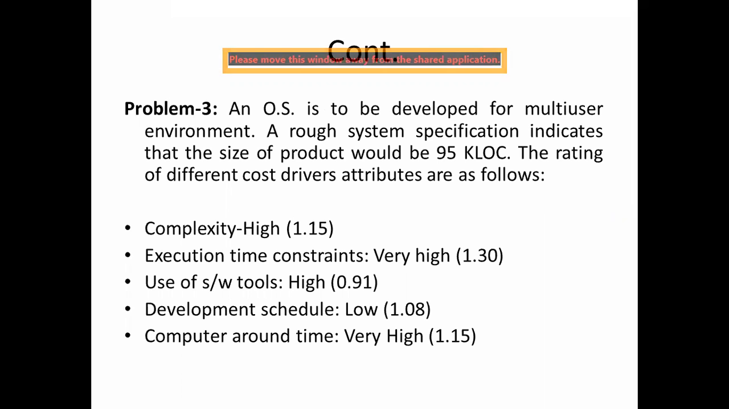And this is the last question. You can understand, just only 1 minute is left. An operating system is to be developed for a multi-user environment. A rough system specification indicates that the size of the product would be 95 KLOC. So here no need to add different attributes. It is already given as 95 KLOC or KDLOC, so total KDLOC you have to write equal to 95. Here the total is given.